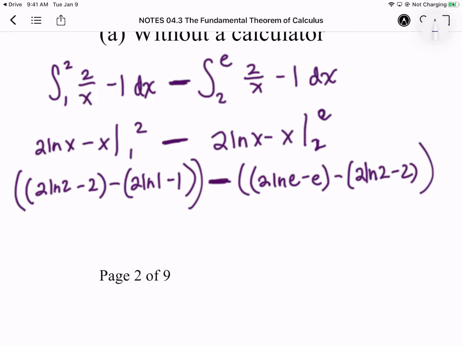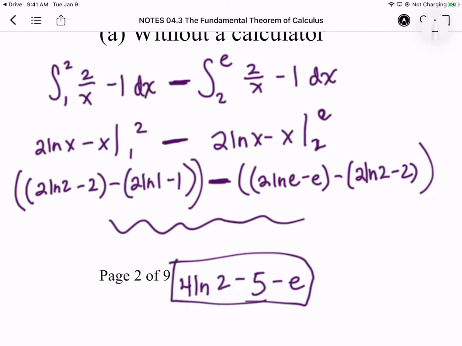Okay. Do a little bit of algebra. I'll let you try that on your own. In the end, we get this weird value that I probably could plug into a calculator to get a decimal, but that's what you get when you simplify.